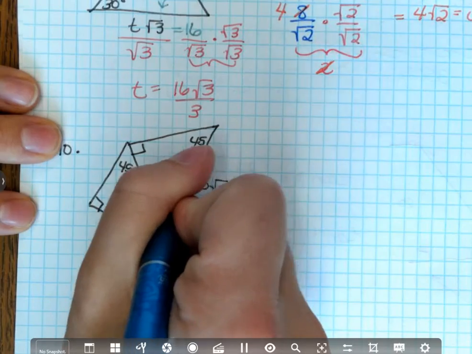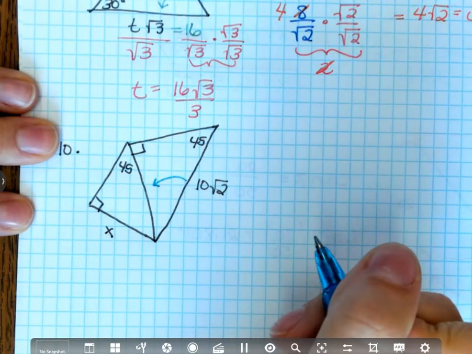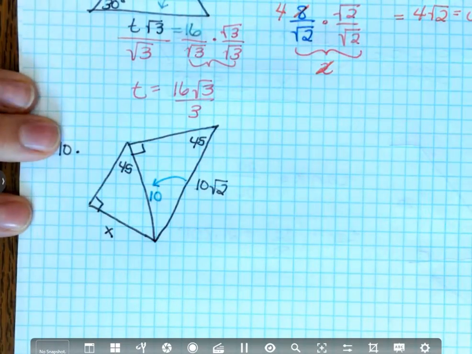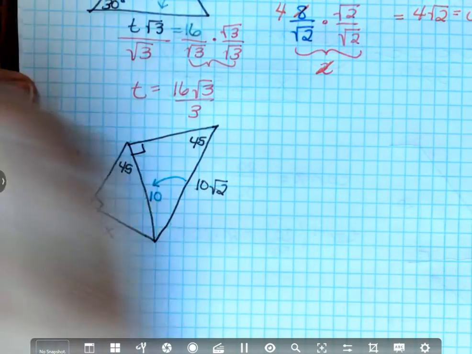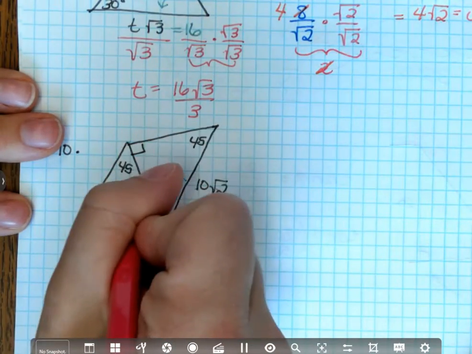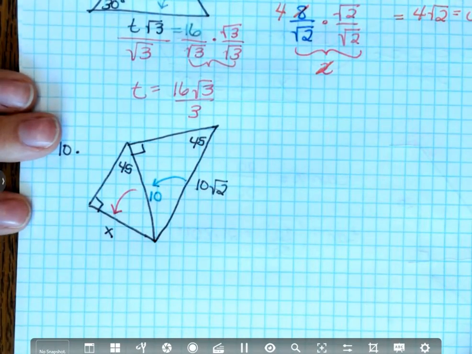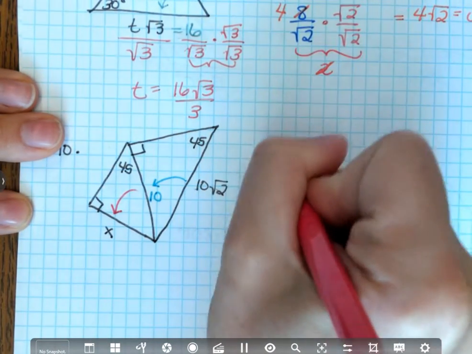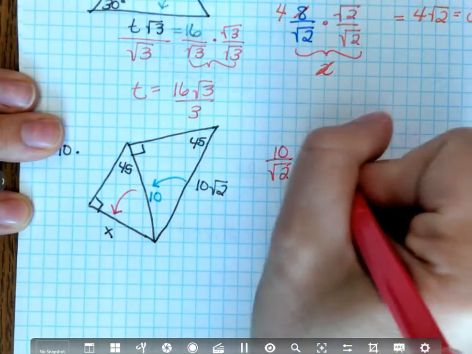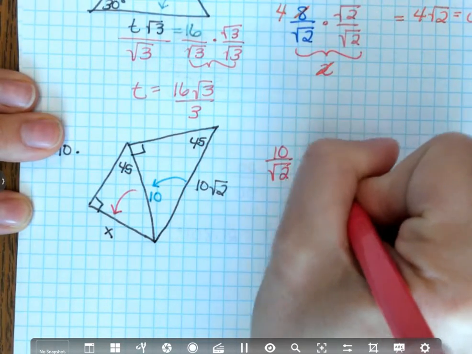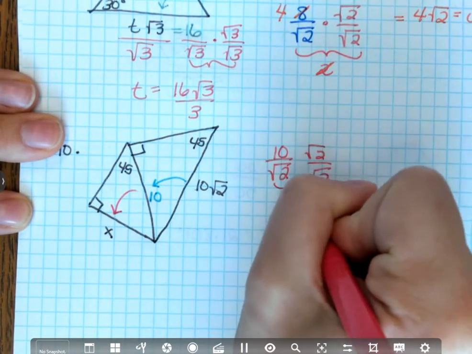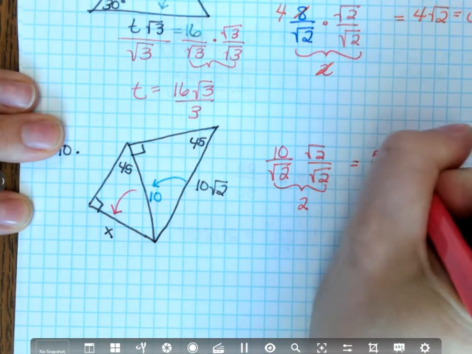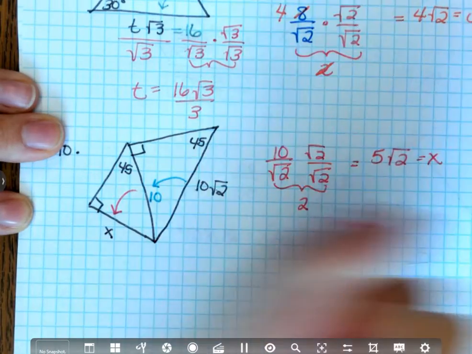How do I move from the hypotenuse to a leg? Divide by root 2. So that root 2 is now gone. So it's just 10. Now, if I want to move from that hypotenuse to a leg, what do I do? Divide by root 2. So I'm going to do 10 divided by the square root of 2. I'm going to rationalize that. That's going to give me 2. So what's 10 divided by 2? 5. And 5 root 2 is my answer.